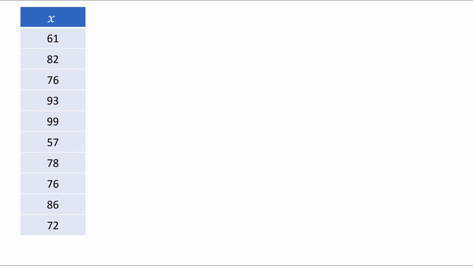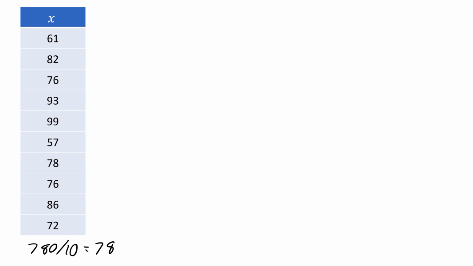So let's assume we've got 10 test scores. They are 61, 82, 76, 93, 99, 57, 78, 76, 86, and 72. So we want to find the standard deviation. That is, on average, how far away from the mean are these data points? So the first thing we need to know is, what is the mean? If we add up all 10 of these data points, we get 780. And if we divide that by 10, we get the mean as 78.